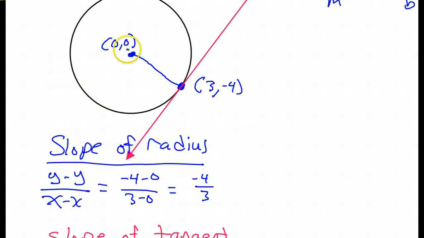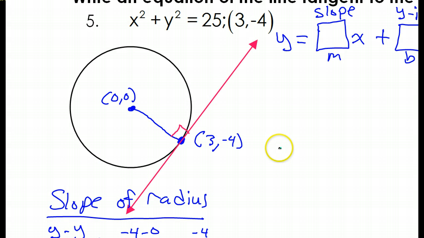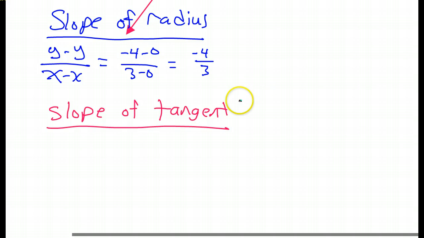Because a radius and the tangent will always be perpendicular, okay, 90-degree angle. And something you were supposed to learn in a previous class is when lines are perpendicular, their slopes will be opposite and reciprocal. So the slope of this tangent, if this is negative, then this will be positive. That's the opposite part. And then reciprocal. So I've got 4 over 3, so this will be 3/4. Okay, so this is one of the two things we were looking for.